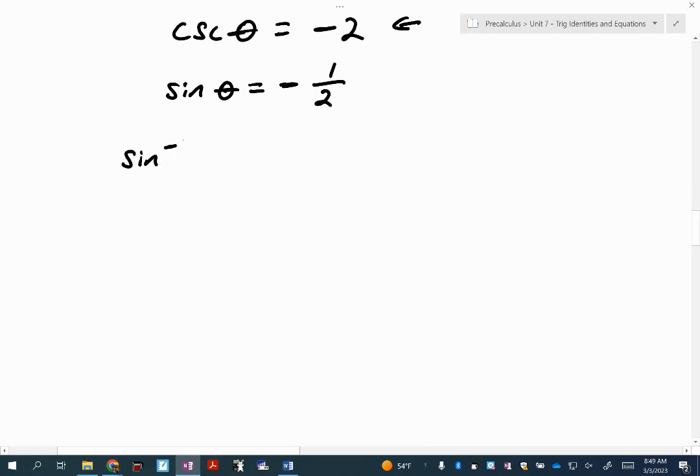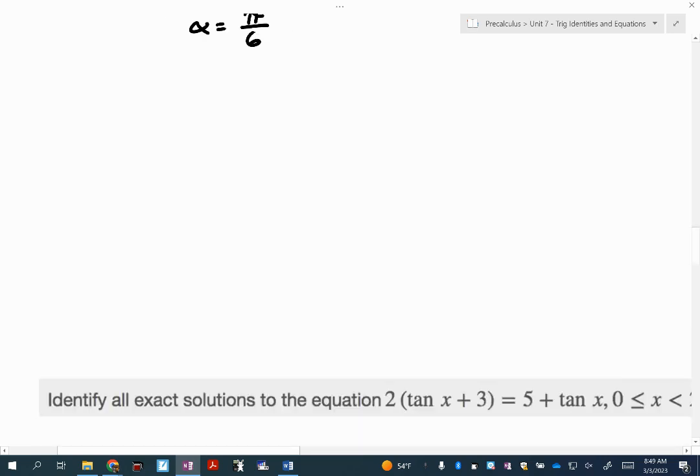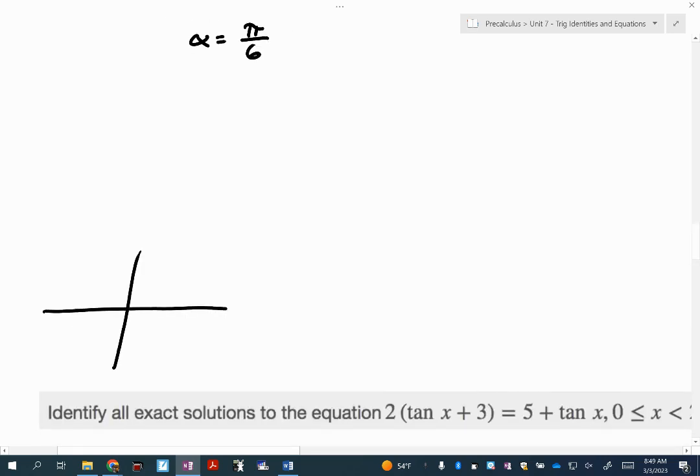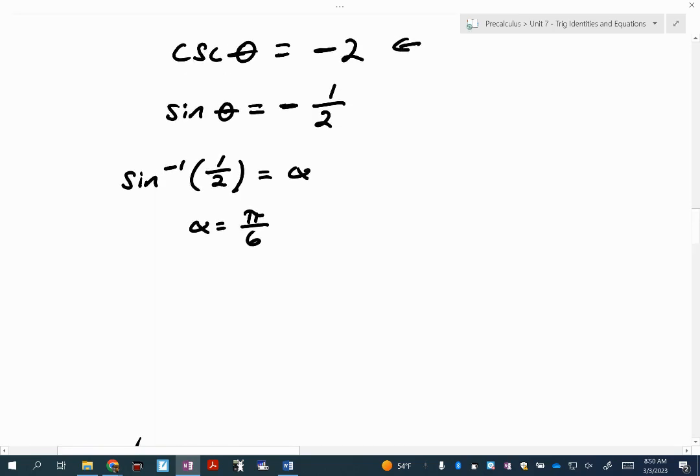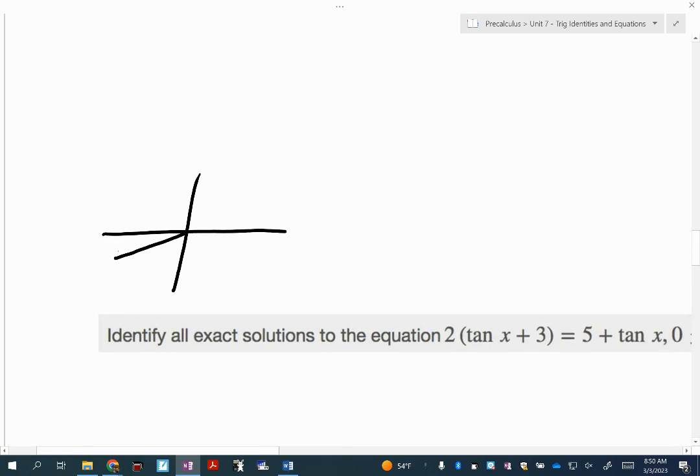So I have sine to the negative first power of negative 1/2. Again, I drop the negative to find the reference angle. The reference angle is pi over 6. And I'm trying to find on my quadrants where sine is going to be negative. Just like before, sine is negative in the third quadrant and the fourth quadrant, so it's exactly the same as what we just did. We add the reference angle to pi, and we subtract the reference angle from 2 pi.